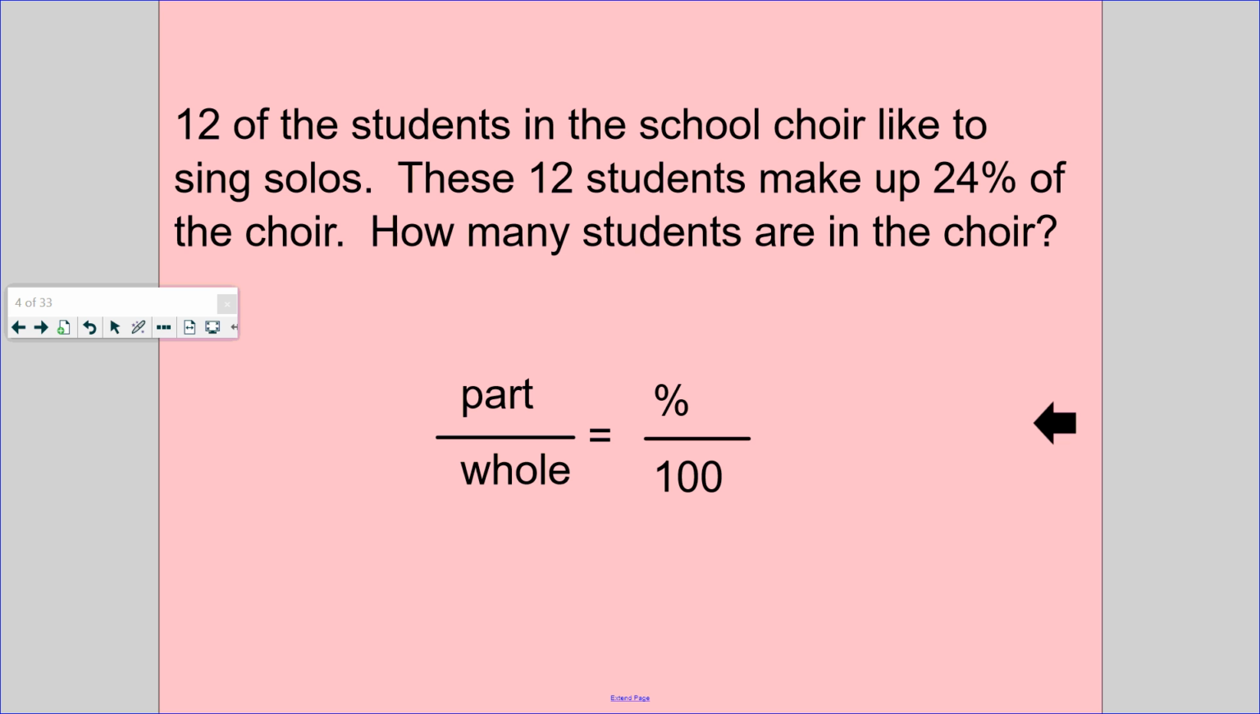What if you don't like that way? Maybe you prefer something called percent proportion. So 24% of the choir like solos, and that's part of the choir. Find the entire whole choir. Oh, the relationship is divide by 2. 50 is the answer.